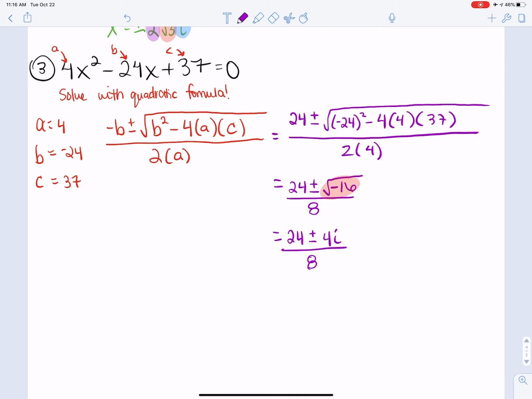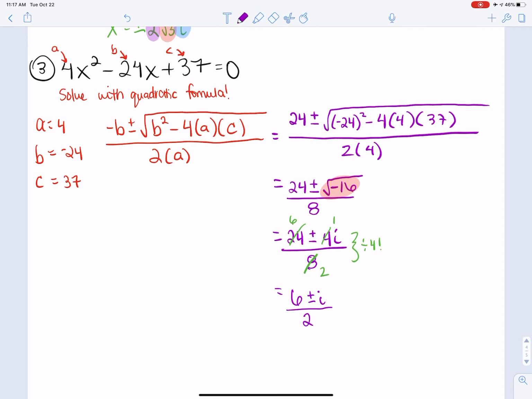And then we need to simplify. Well, what can all of these be divided by? All these can be divided by 4. So 8 divided by 4 is 2. 4 divided by 4 is 1. It disappears. And then 24 divided by 4 is 6. Okay, almost there. Let's go ahead and rewrite that as 6 plus or minus i over 2.